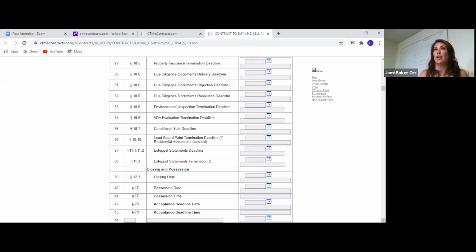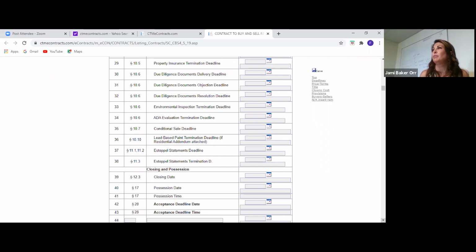Do they have radon reports? Do they have soils tests? Do they have past inspections? Do they have an ILC or a survey? That's this deadline. If the seller doesn't have them, I'm going to counter and put NA, because it's not applicable.